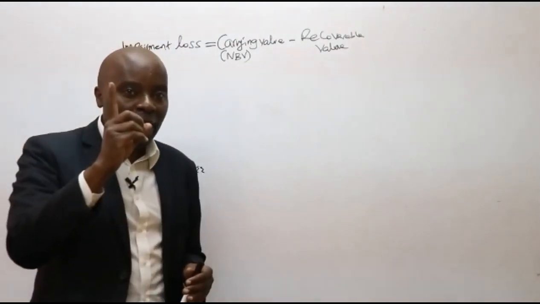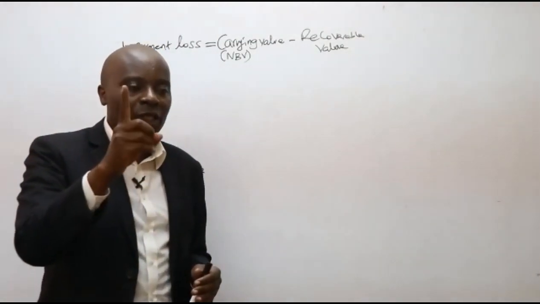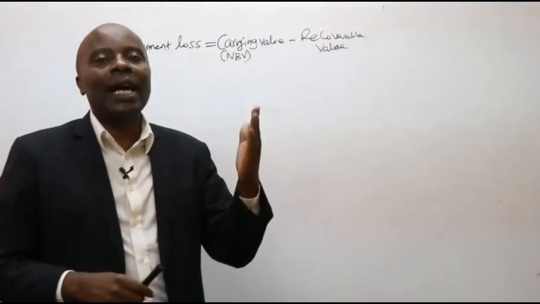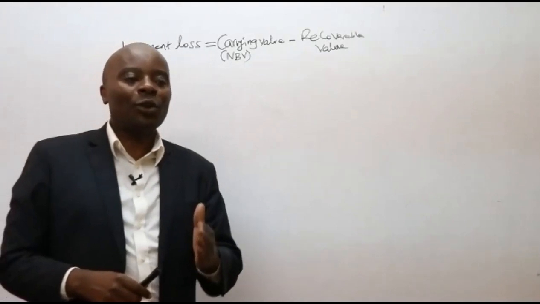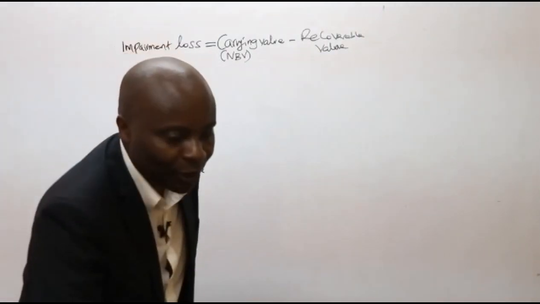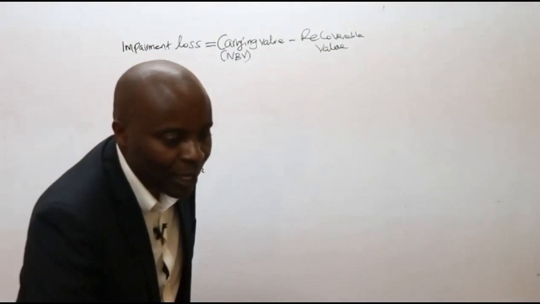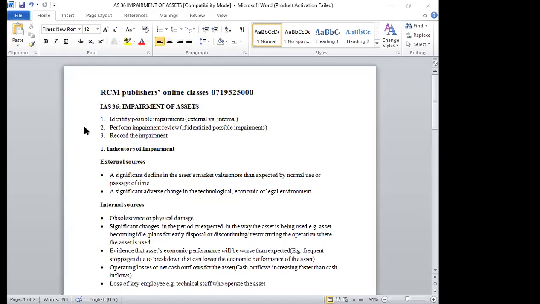So you need to recognize that impairment loss to do what we call an impairment review. So the first indicator is the reduction in market value of your asset. That is very important for you to appreciate. Ladies and gentlemen, the other reason that will make you know that your asset is really moving down value-wise is a significant adverse change in the technological, economic, or legal environment.